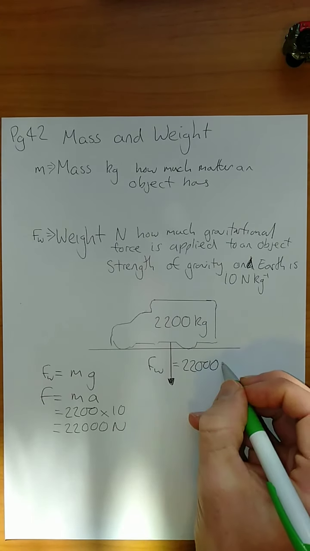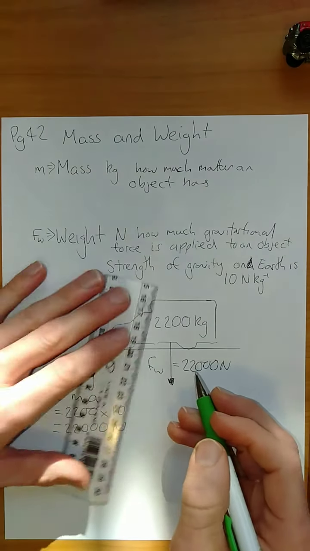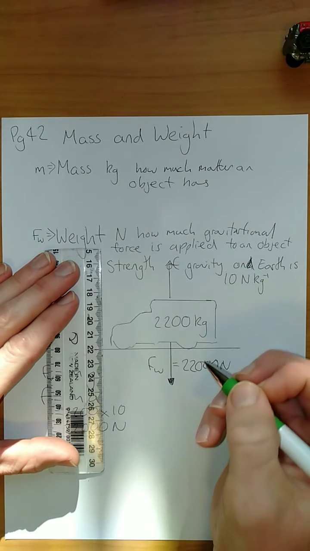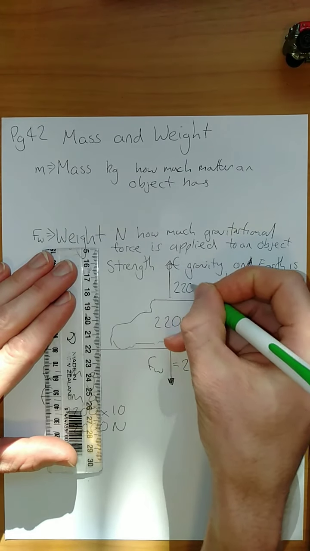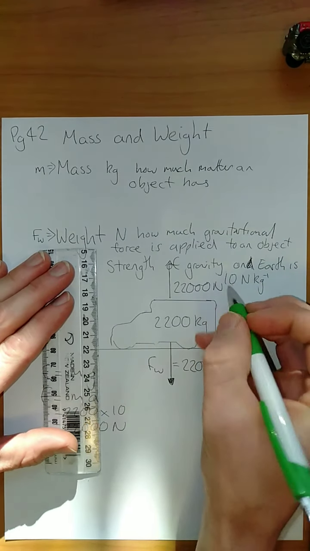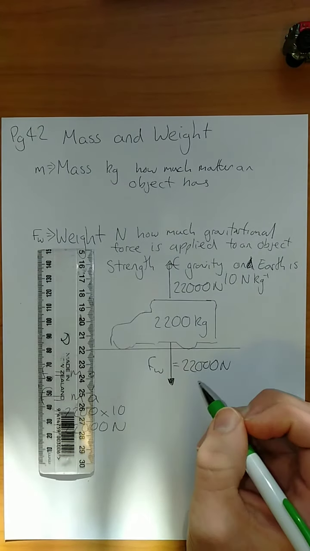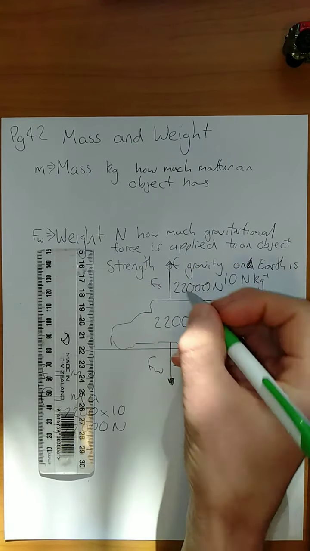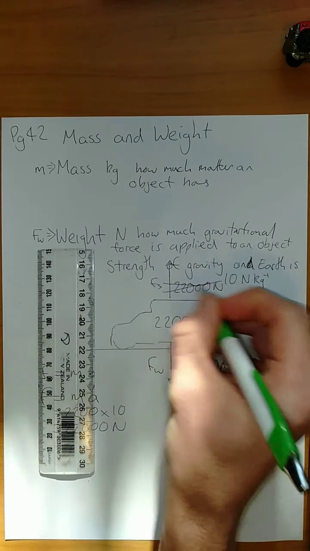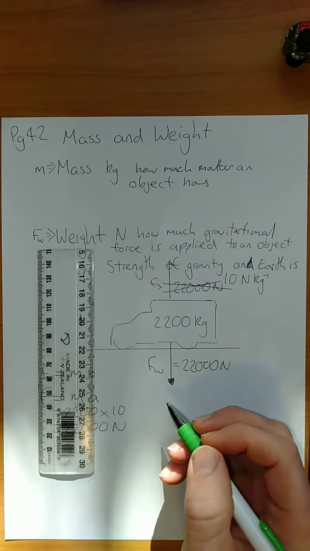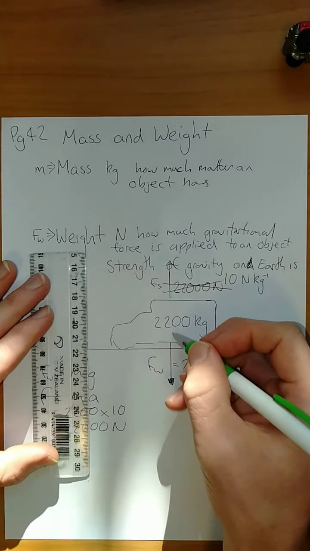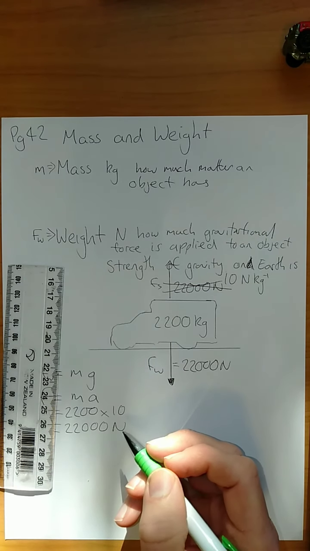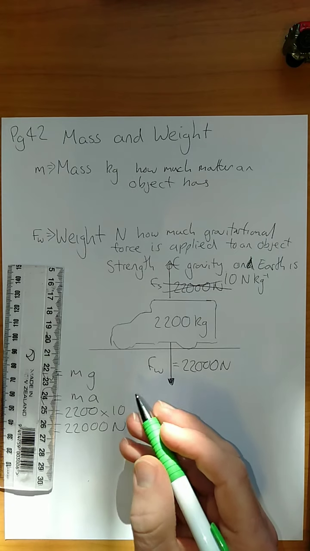Now, if this ambulance is just sitting stationary there, that will tell you that the support force from the bridge or the ground, whatever it's on, is exactly the same, 22,000 newtons. So you've got the same up and the same down. If this bridge was to break and our force support was changed to 0, now that is gone, then what would happen is that this ambulance would accelerate towards the ground at 10 meters per second squared.